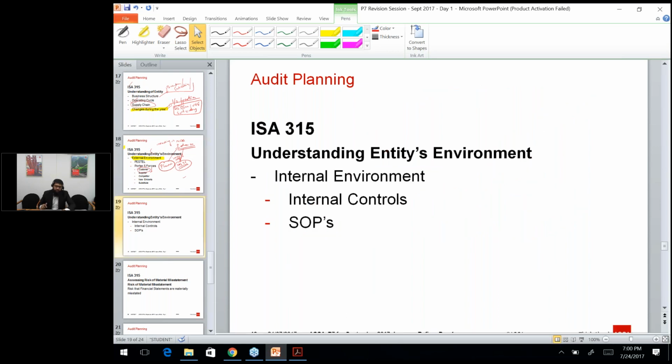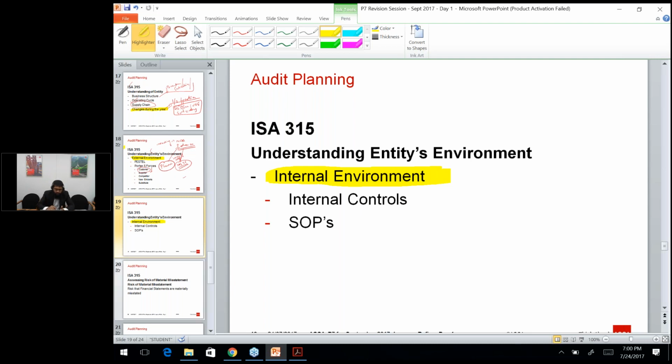Okay, so this is one thing which you need to understand: the entity's environment. The second thing is that you need to understand the internal environment also. Understanding the internal environment of the entity means that you need to understand how good the control environment is, whether internal controls are in place, whether proper strong internal controls have been made, and whether the SOPs have been made and followed. All of these things help you determine the areas where you should focus. So you need to understand the entity and its environment.